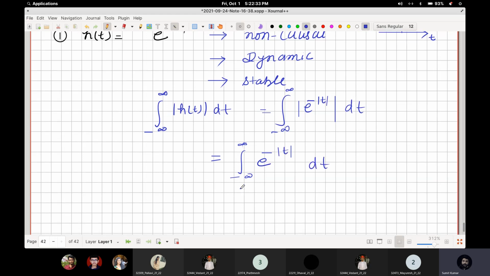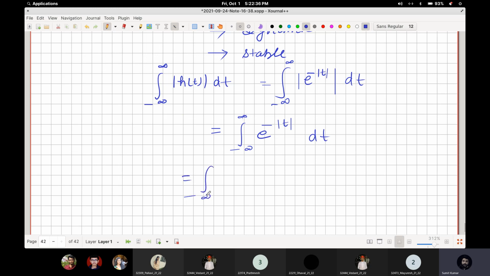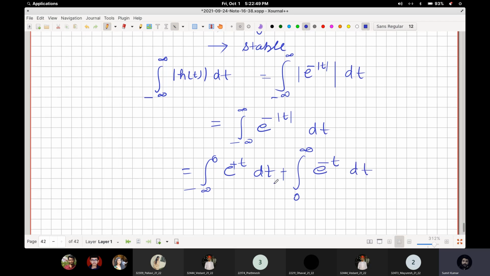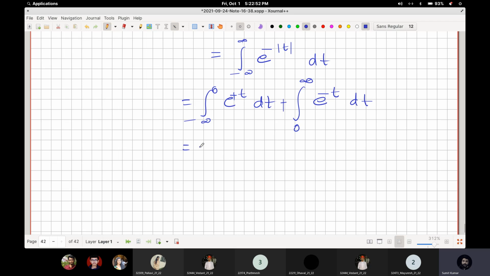Now we can break this integration into two parts. One is from minus infinity to 0, where it is going to be e to the power plus t dt, and from 0 to infinity it is going to be e to the power minus t dt. So you can clearly see that this will be equal to e to the power t evaluated from minus infinity to 0, which is 1, and the second part is minus e to the power minus t, and when you put in 0 and infinity, it is again going to be 1 only. So it will be 1 plus 1, and that is equal to 2.